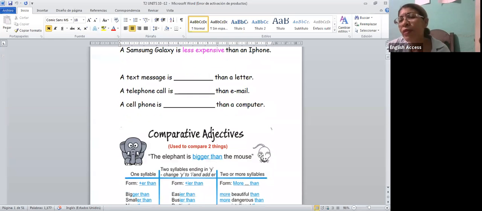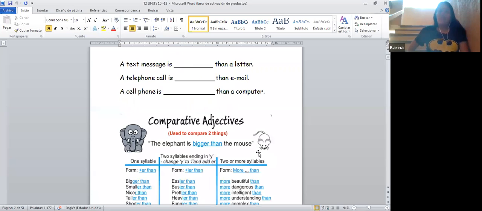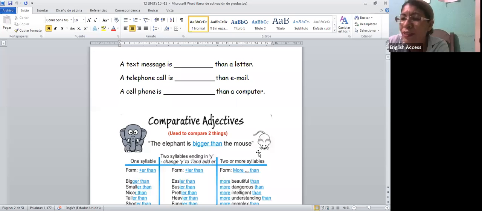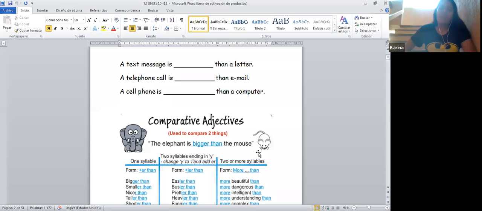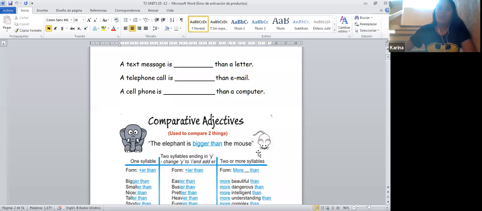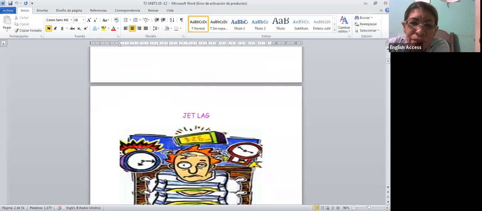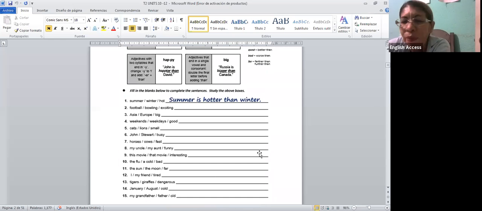So let's see, here we have 3 examples. Can you complete these 3 sentences, please? Try to make a comparison. Text messages are better than a letter. Telephone calls are faster than email. A cell phone is easier than a computer. Okay, those are some examples of comparative adjectives.